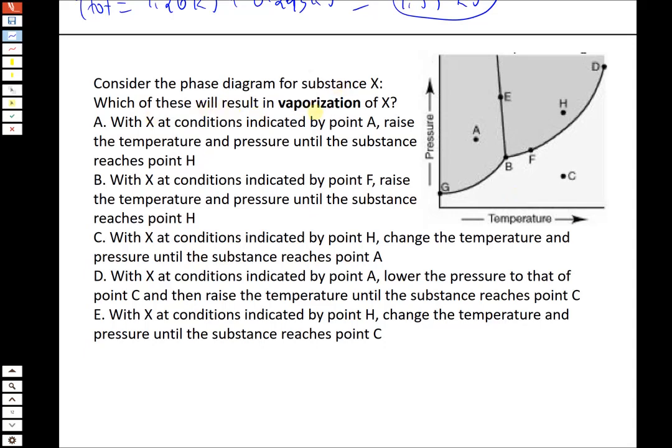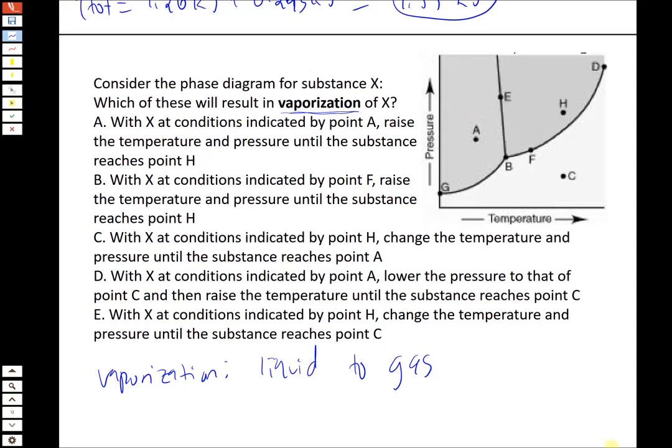We know which of these will result in vaporization of X. So if we're considering vaporization, we have to remember the definition of vaporization. Vaporization is a phase change that involves converting the liquid to the gas form. So we're looking for a situation here, we're talking about vaporization of X, where we're starting out as liquid X and converting it into gas phase.